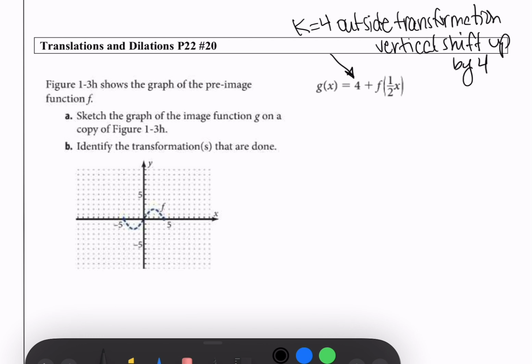I also see this 1/2. And we were using B or D in our notes. So how about I'll say D. D is equal to 1/2. Now that is an inside transformation.